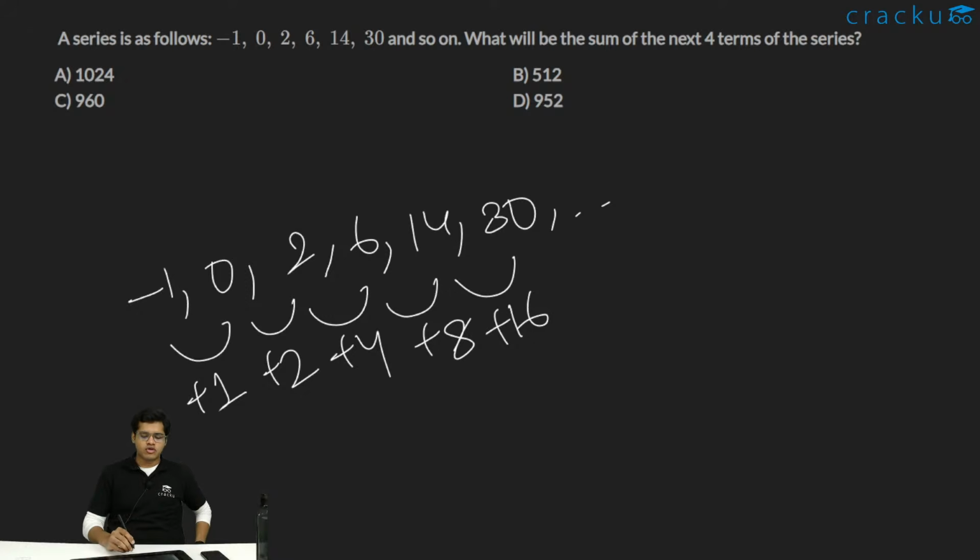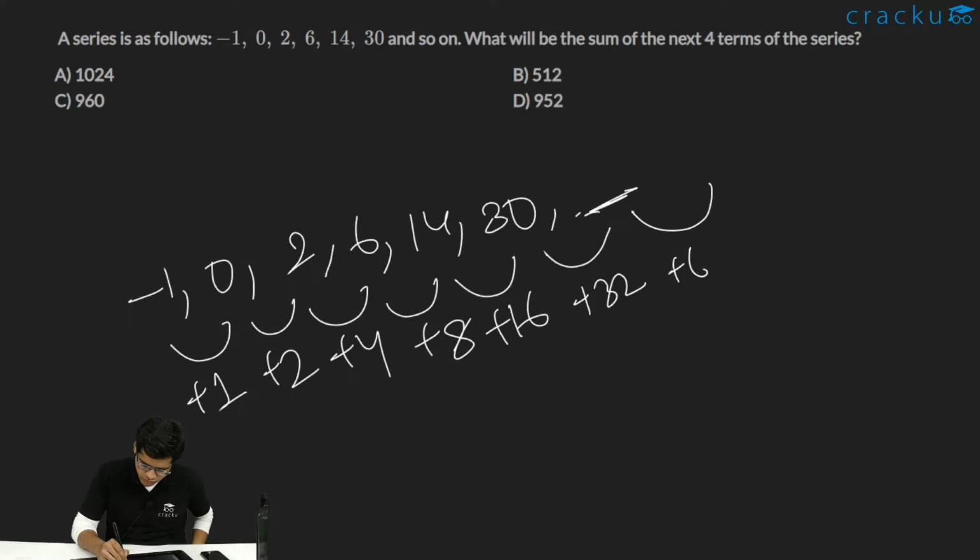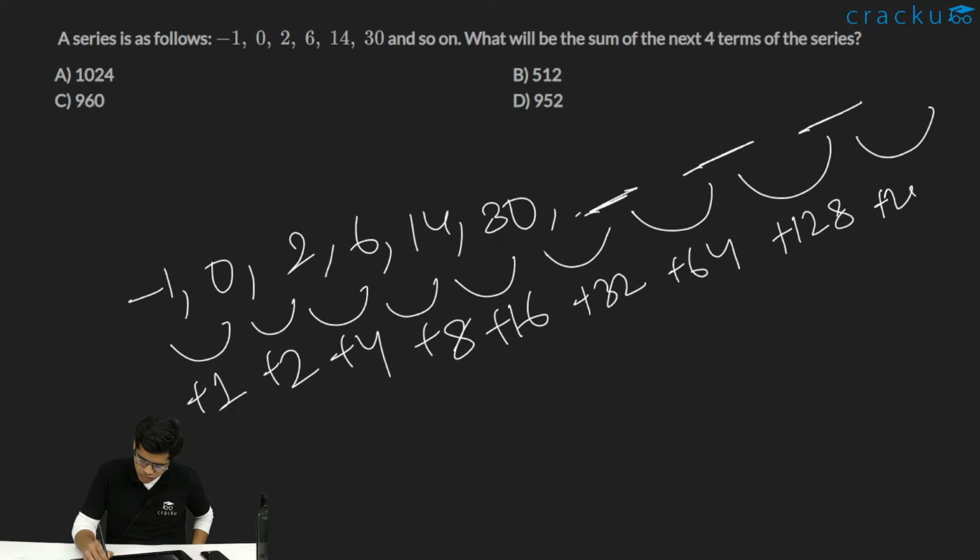And what is 1, 2, 4, 8, 16? These are nothing but powers of 2. So what will be the next term? The next term would be plus 32. We will get something. We will add plus 64. We will get something. We will add plus 128. We will get something. And we will add plus 256. We will get something. Right?